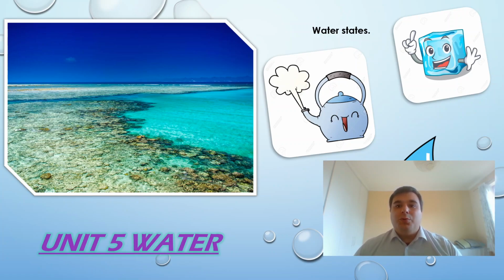Let's check what we learned about water in the previous lesson. Well, we can separate water into two main ideas: salt water, which is bad for our health and it's found in oceans, and fresh water, which is good for us, but it's limited, and we can find it in lakes, glaciers, underwater, underground, and many other places. We also learned that water has many, many uses.